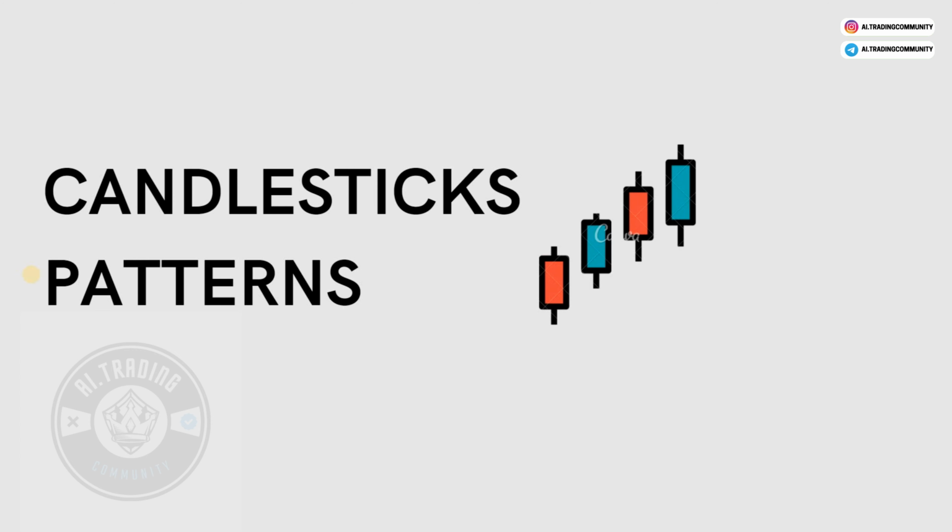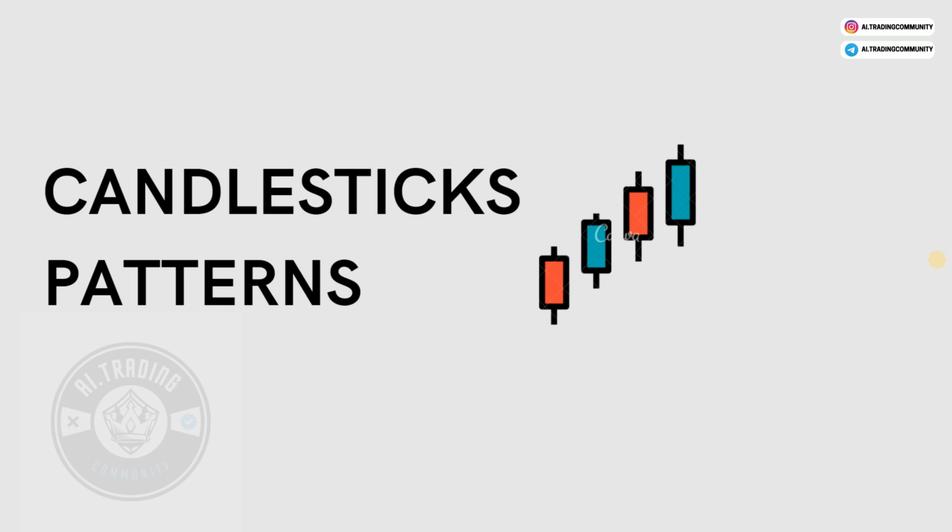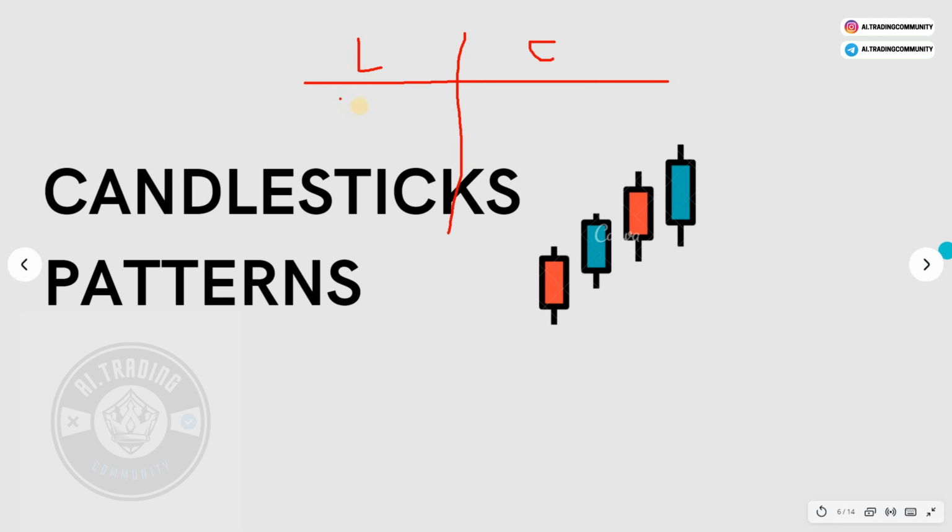Have you heard about candlesticks before? So what is a candlestick? A candlestick gives us four data. A line chart gives us one data, which is the closing price. But a candlestick gives us four data: high, low, open, and close.